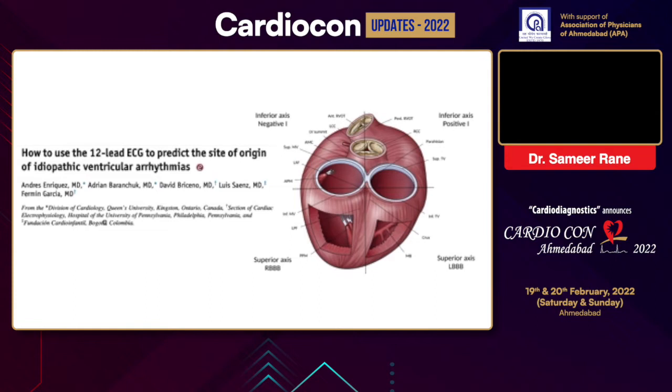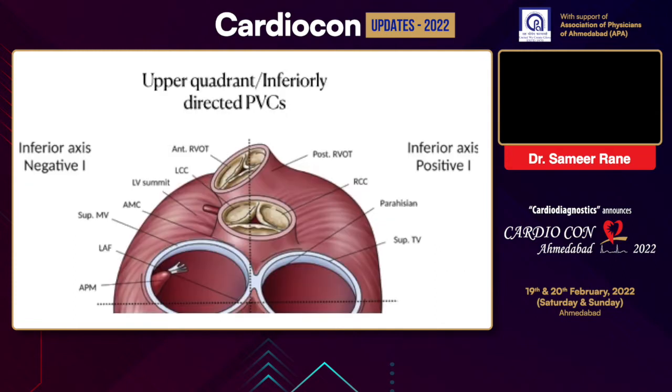They have divided the heart into four quadrants and broadly divided the PVCs into those with a superior axis and those with an inferior axis. Inferiorly directed PVCs have positive reflections in leads 2, 3, and AVF, while superiorly directed PVCs have negative reflections in the same leads. A few PVCs show inferior lead discordance, which has also been discussed.